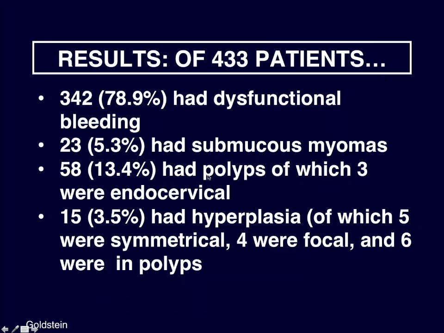So our results of these 433 patients were about 79% had dysfunctional anovulatory bleeding, about 5% had submucous myomas, although fully 1/3 of them had fibroids, but only 5%, not 33%, had a submucous component. There were 13% that had polyps, of which 3 were endocervical, and there were 15, or 3.5%, that had hyperplasias, of which 5 were symmetrically thick, 4 were focally thick, and 6 were in polyp.